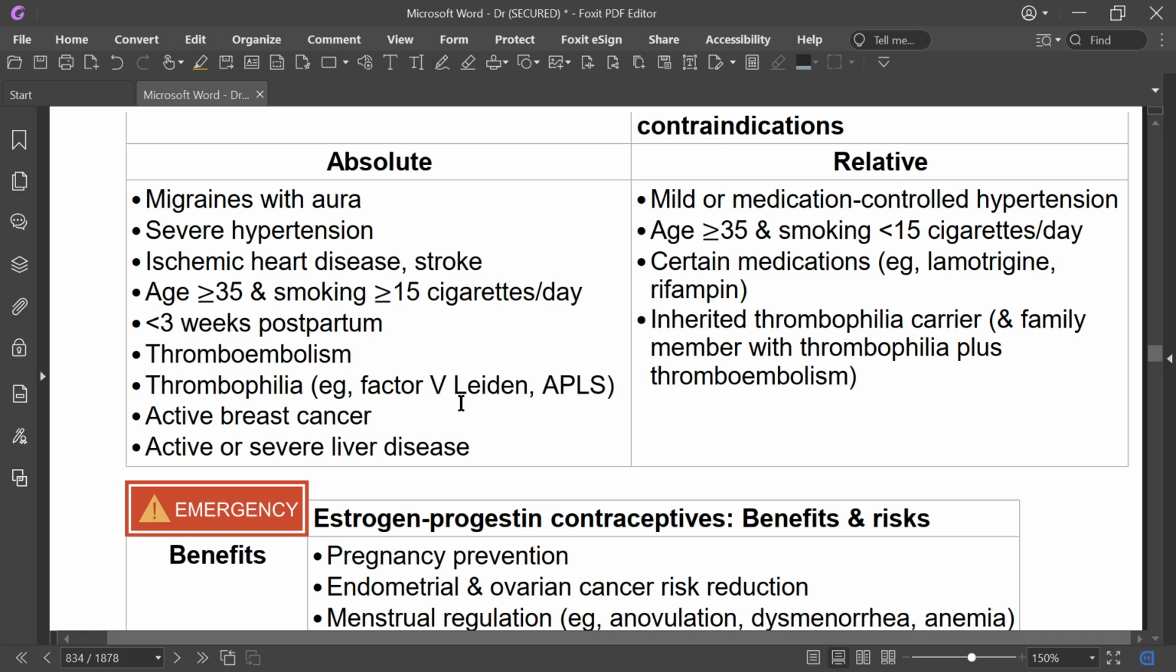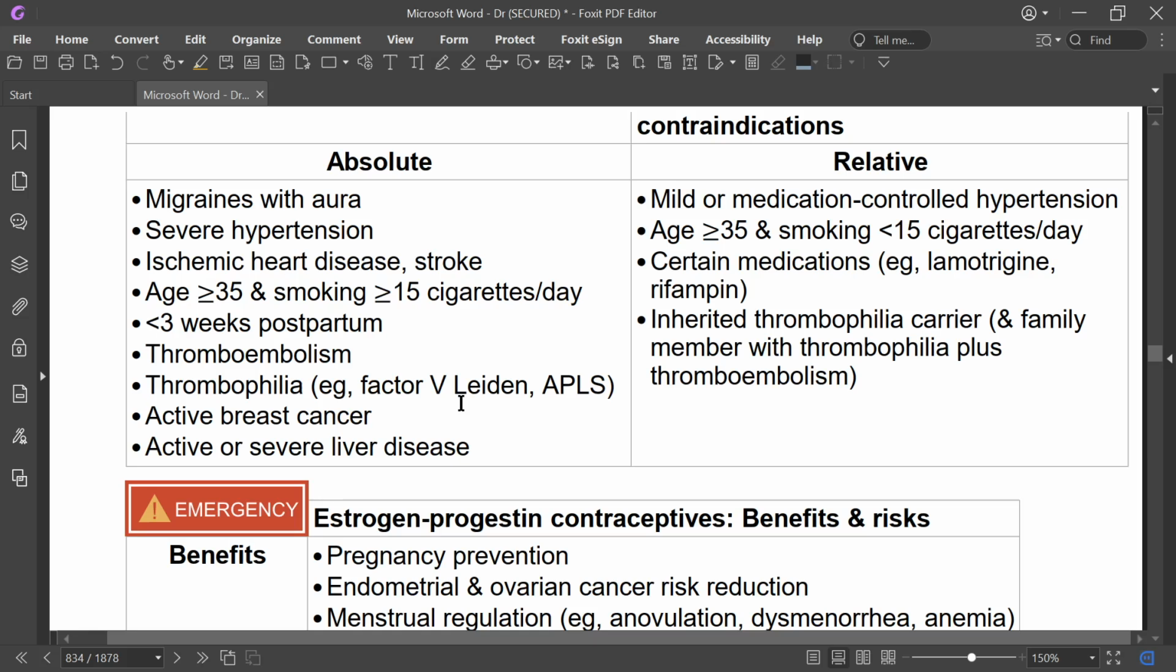These are the absolute contraindications: migraine with aura, severe hypertension, ischemic heart disease and stroke, age more than 35 and smoking more than 15 cigarettes per day, less than 3 weeks of postpartum, thromboembolism, thrombophilia, active breast cancer, and active or severe liver disease.